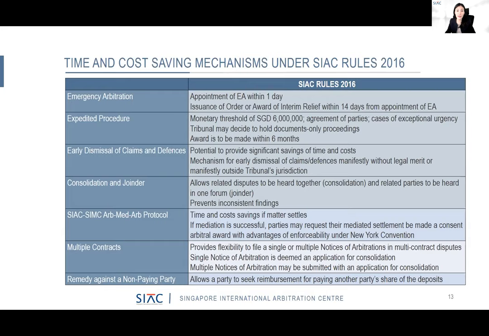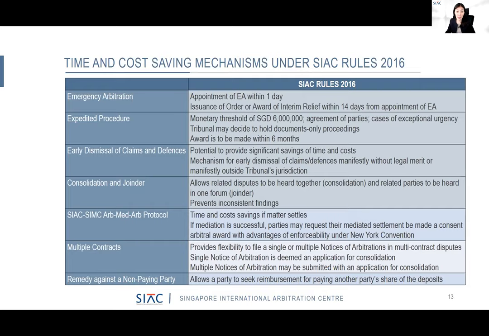Finally, we also offer a unique service that combines the use of mediation and arbitration. We teamed up with the Singapore International Mediation Centre to create what we call an ARB-MED-ARB protocol. This is a one-stop process where a dispute is first referred to arbitration, which is particularly helpful if there is a limitation period. Once the tribunal is constituted, the case is then referred to mediation with the Singapore International Mediation Centre. And if the mediation results in a settlement, the parties may go back to arbitration and have a consent arbitral award issued on the terms agreed at the mediation.